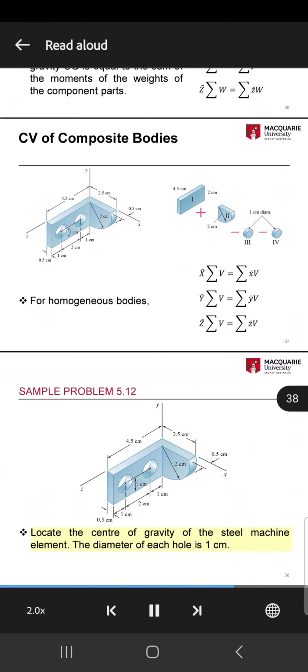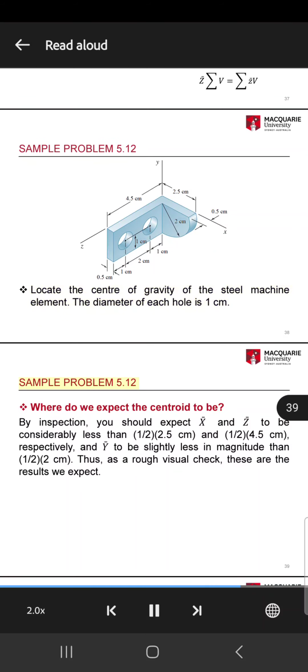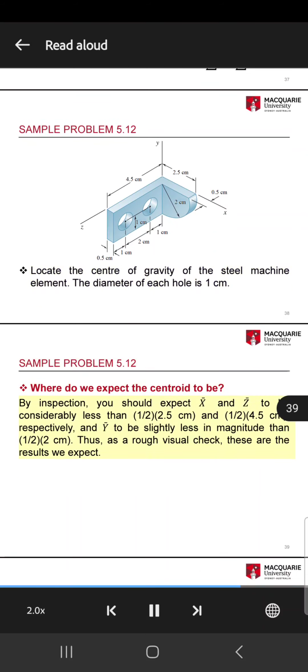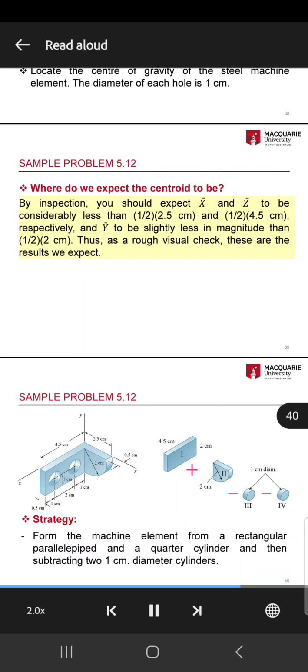Locate the center of gravity of the steel machine element. The diameter of each hole is 1 centimeter. Sample problem 5.12. Where do we expect the centroid to be? By inspection, you should expect x-bar and z-bar to be considerably less than half of 2.5 centimeters and half of 4.5 centimeters respectively, and y-bar to be slightly less in magnitude than half of 2 centimeters. Thus, as a rough visual check, these are the results we expect.